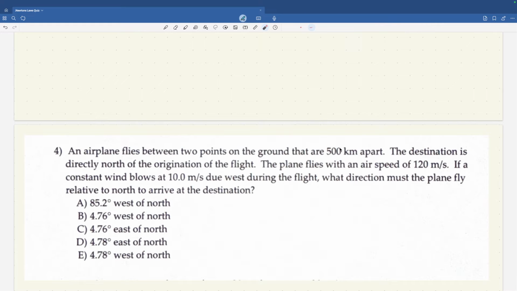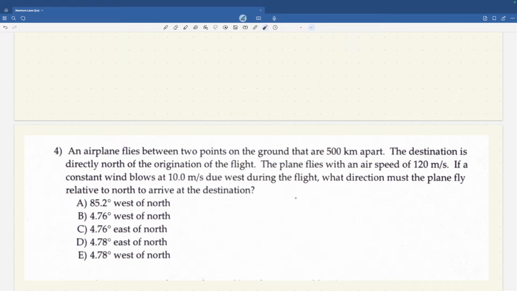Now, number 3 is a conceptual question which you should have answered. So here is number 4. An airplane flies between 2 points on the ground that are 500 kilometers apart. The destination is directly north of the origination of the flight. The plane flies with an airspeed of 120 meters per second. If a constant wind blows at 10 meters per second due west, what direction must the plane fly relative to the north to arrive at the destination?